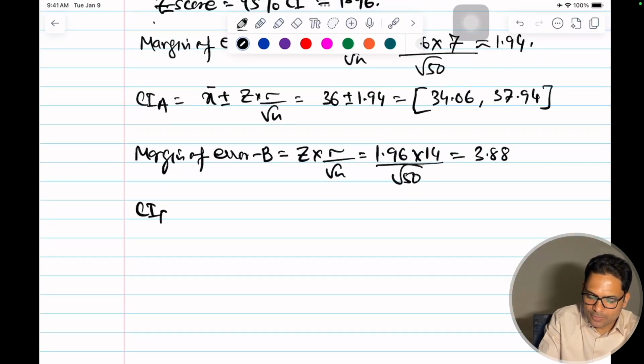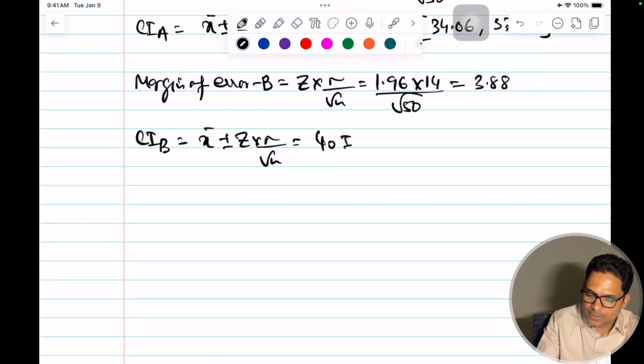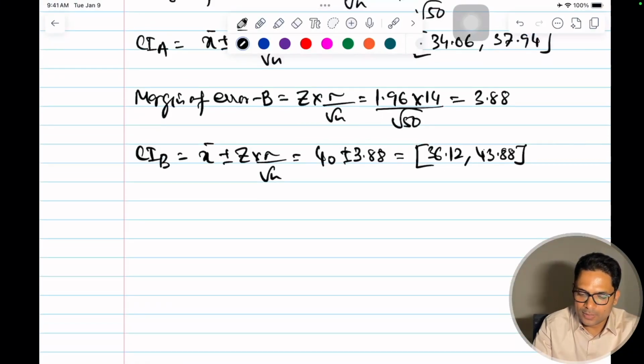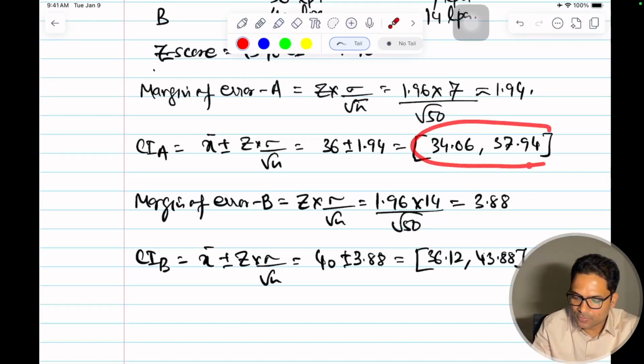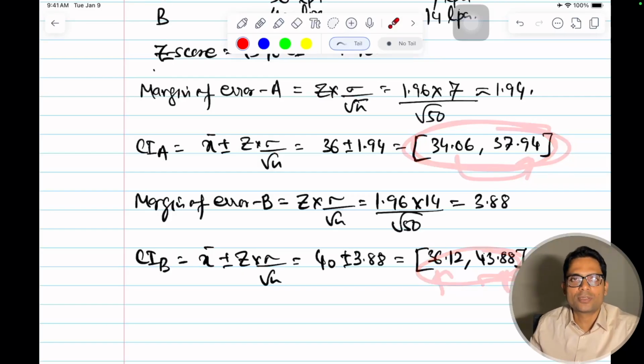And my CI for B will be equal to x bar plus minus Z into sigma by root n, that is 40 is my average salary here, the second one, plus minus 3.88. So the 95% confidence interval will be 36.12 to 43.88. Okay. So the 95% confidence interval for A came out to be 34 till almost 38, and for B it came from 36 to 43, 44. This is my 95% confidence interval based on the data that I have.